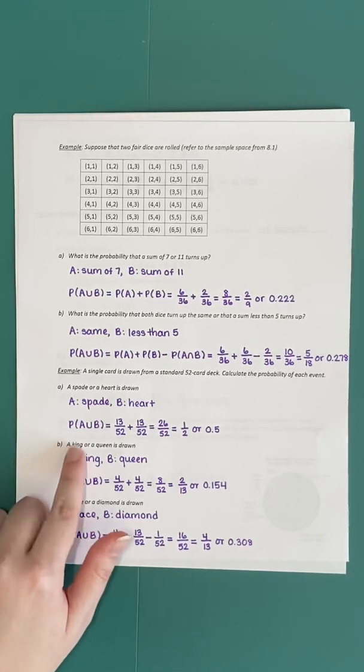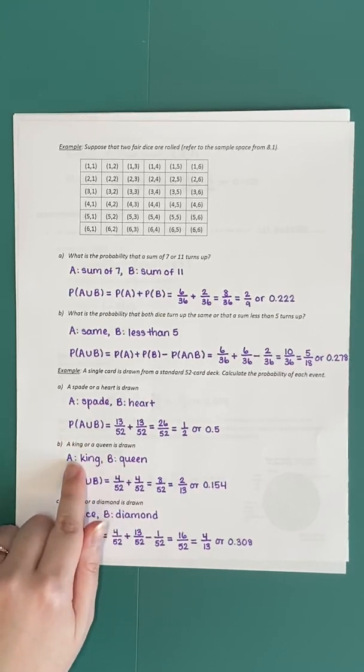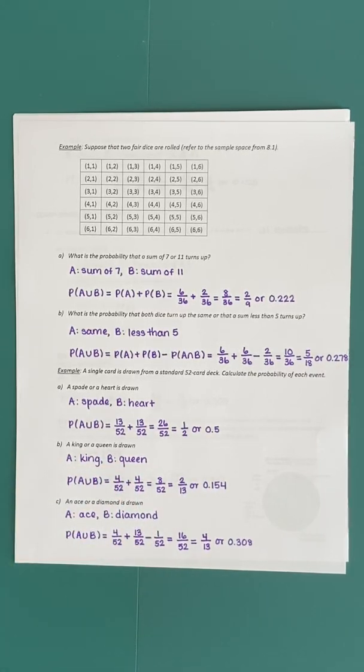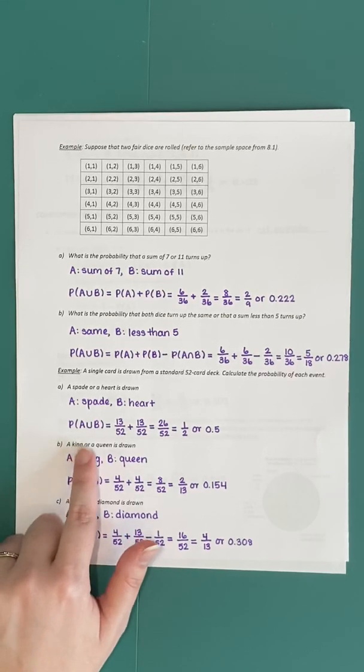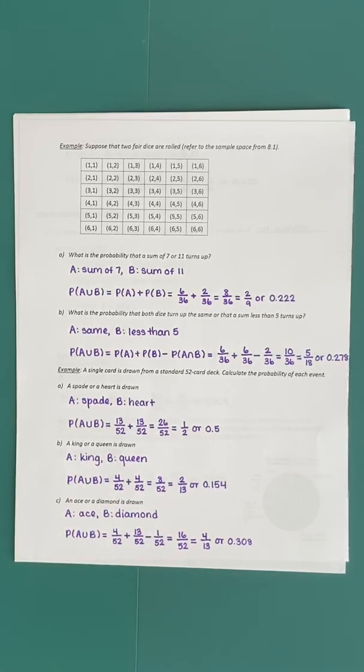Okay, what about the probability that a king or a queen is drawn? So event A is drawing a king, event B is drawing a queen. Are these events mutually exclusive? If you draw a king, can you also be drawing a queen at the same time? Again, the answer is no. If a card is a king, then that card can't also be a queen at the same time. So if you're only drawing one card, it's either going to be a king or it's going to be a queen. So that means the probability of the union, the probability of drawing a king or a queen, is going to be the sum of the probabilities for each of the events.